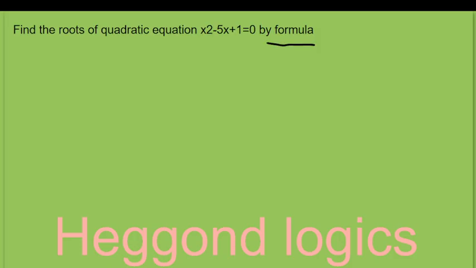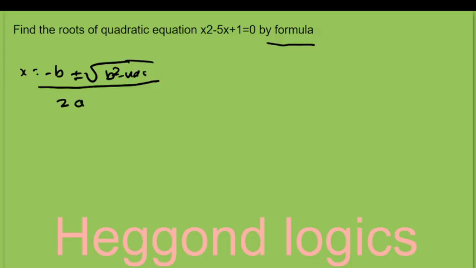Now the formula is x is equal to minus b plus or minus square root of b square minus 4ac, divided by 2a.